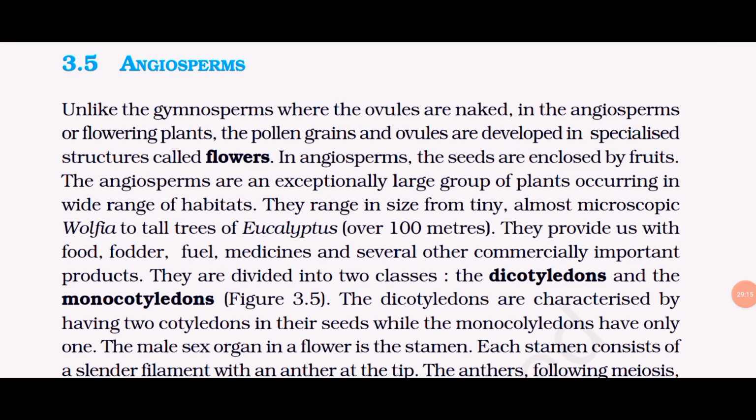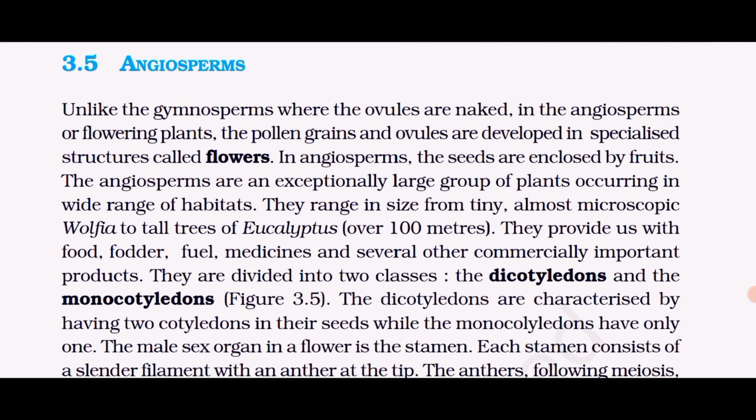3.5 Angiosperms. Unlike the gymnosperms, where the ovules are naked, in the angiosperms or flowering plants, the pollen grains and ovules are developed in specialized structures called flowers. In angiosperms, the seeds are enclosed by fruits. The angiosperms are an exceptionally large group of plants occurring in a wide range of habitats.